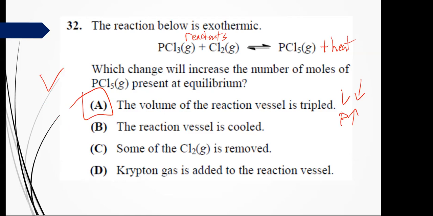Now, if we cool, which direction are we going to shift? Are we going to shift towards our products or towards our reactants? Reactants. So if we're cooling, that means we're removing heat. So we should be shifting to the right to make heat.